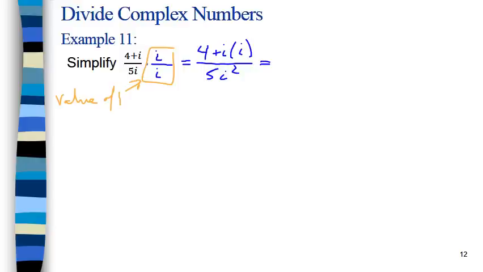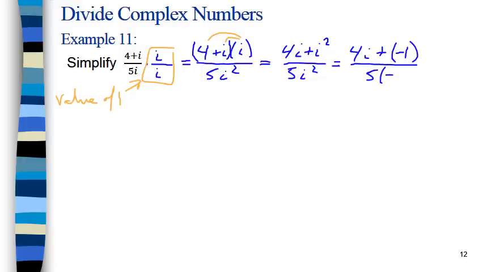Okay, so we need to distribute the i to the binomial in the numerator. So we're going to multiply 4 times i and i times i. So in the numerator we have 4i plus i squared, and in the denominator we have 5i squared. Okay, remember i squared is negative 1, so we can rewrite this as 4i plus negative 1 over 5 times negative 1.